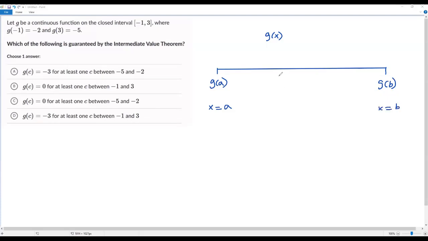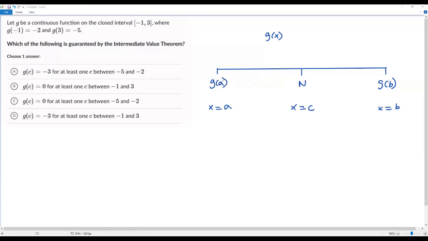Now let me consider a value for g(x) between g(a) and g(b). Let's say that value is capital N. So if there is a value N between the two values of the function g(x), that is g(a) and g(b), then there must be a value for x, that is x equals c, between these two values. So this is called the Intermediate Value Theorem.